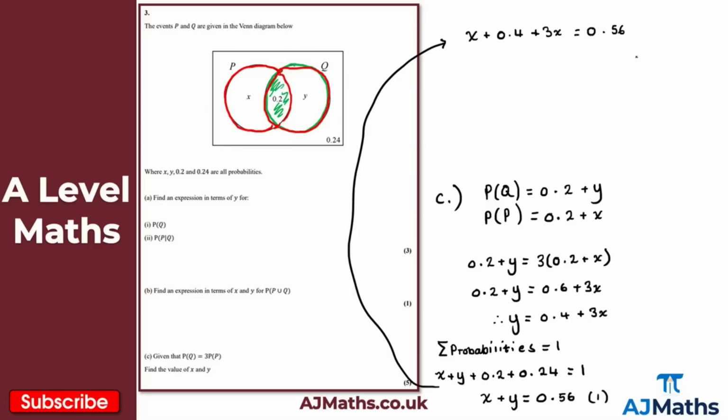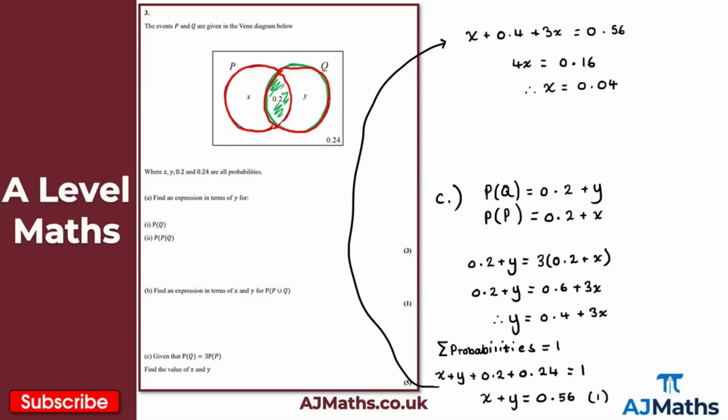So now what I've got here is just an equation in terms of x, so we can now solve for x here. So x plus 3x, that's 4x. I'm also going to subtract 0.4 off both sides here, so 0.56 minus 0.4, that gives me 0.16 there. And then finally, if I divide both sides here now by 4, I get x on its own. So x equal to 0.16 divided by 4, giving me 0.04 there. Okay, so that's the value of x.